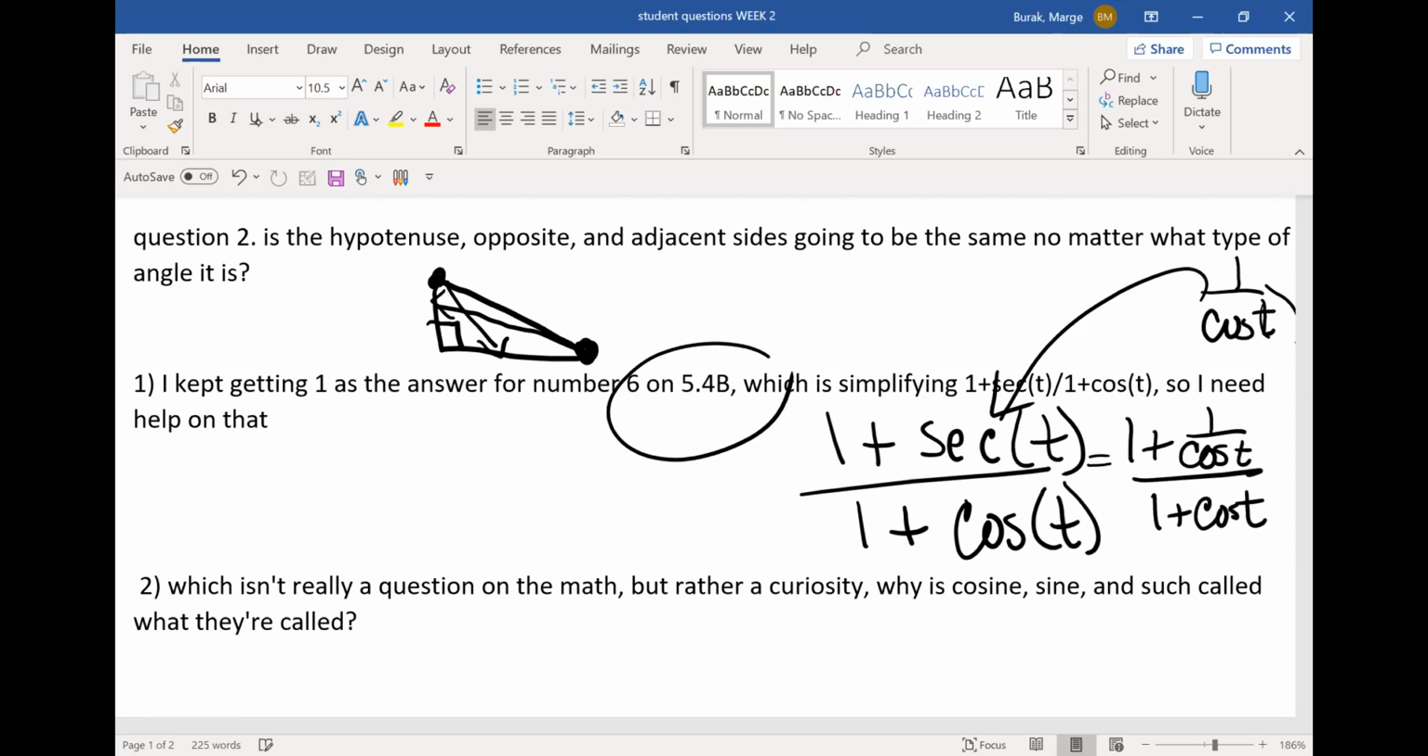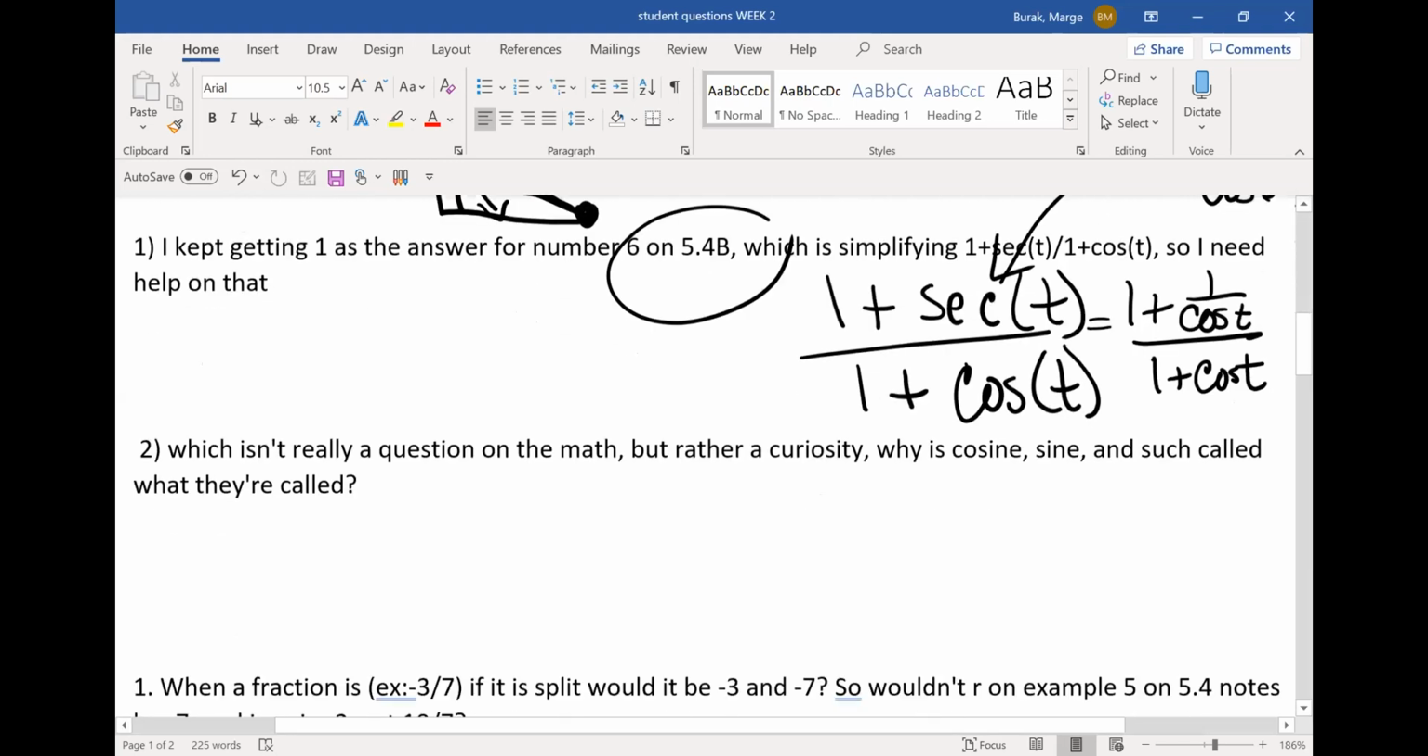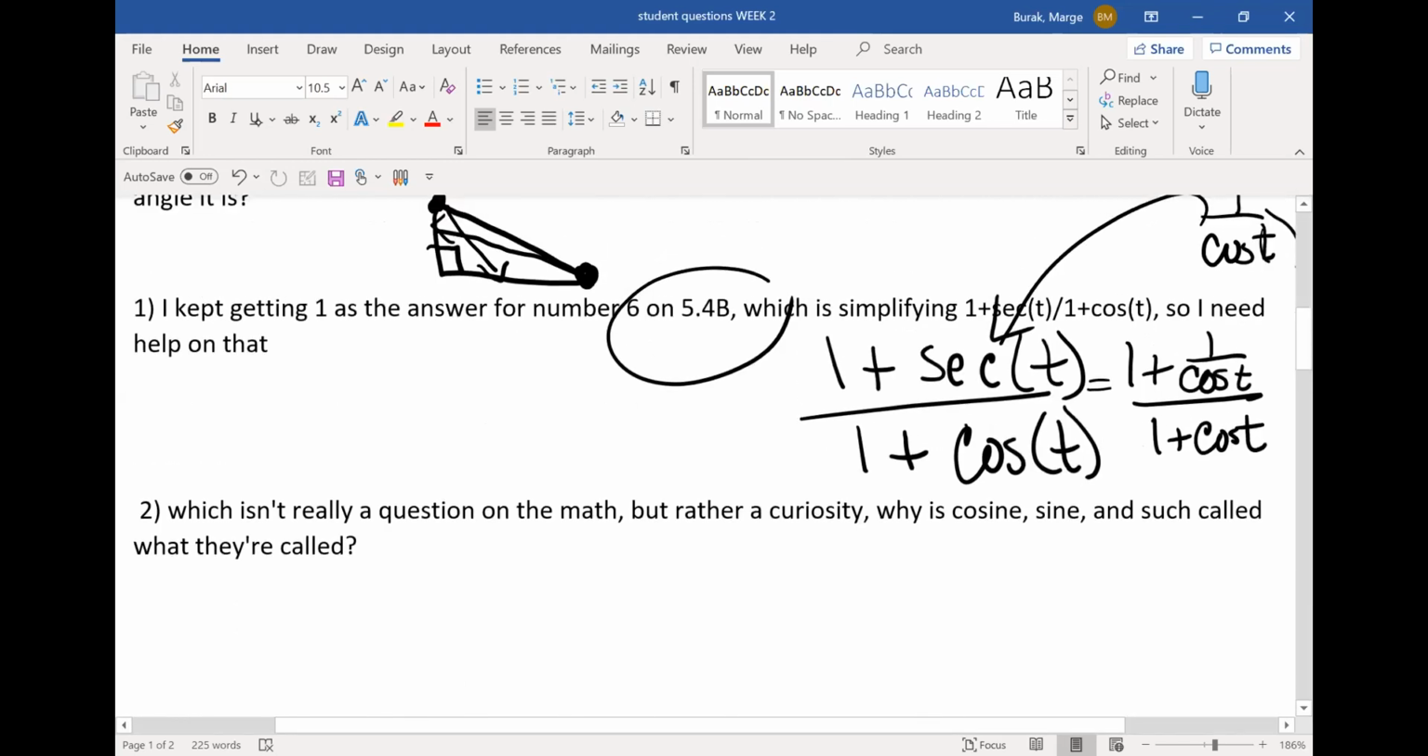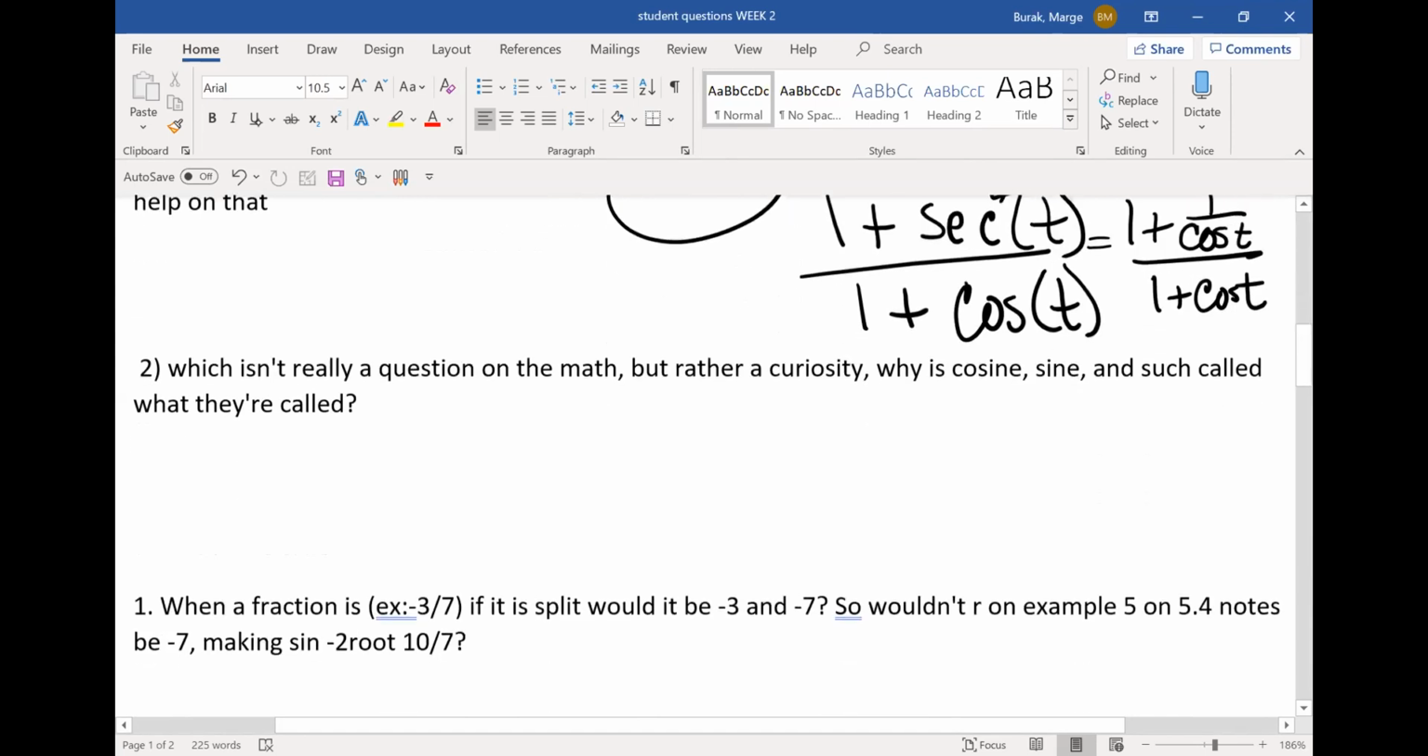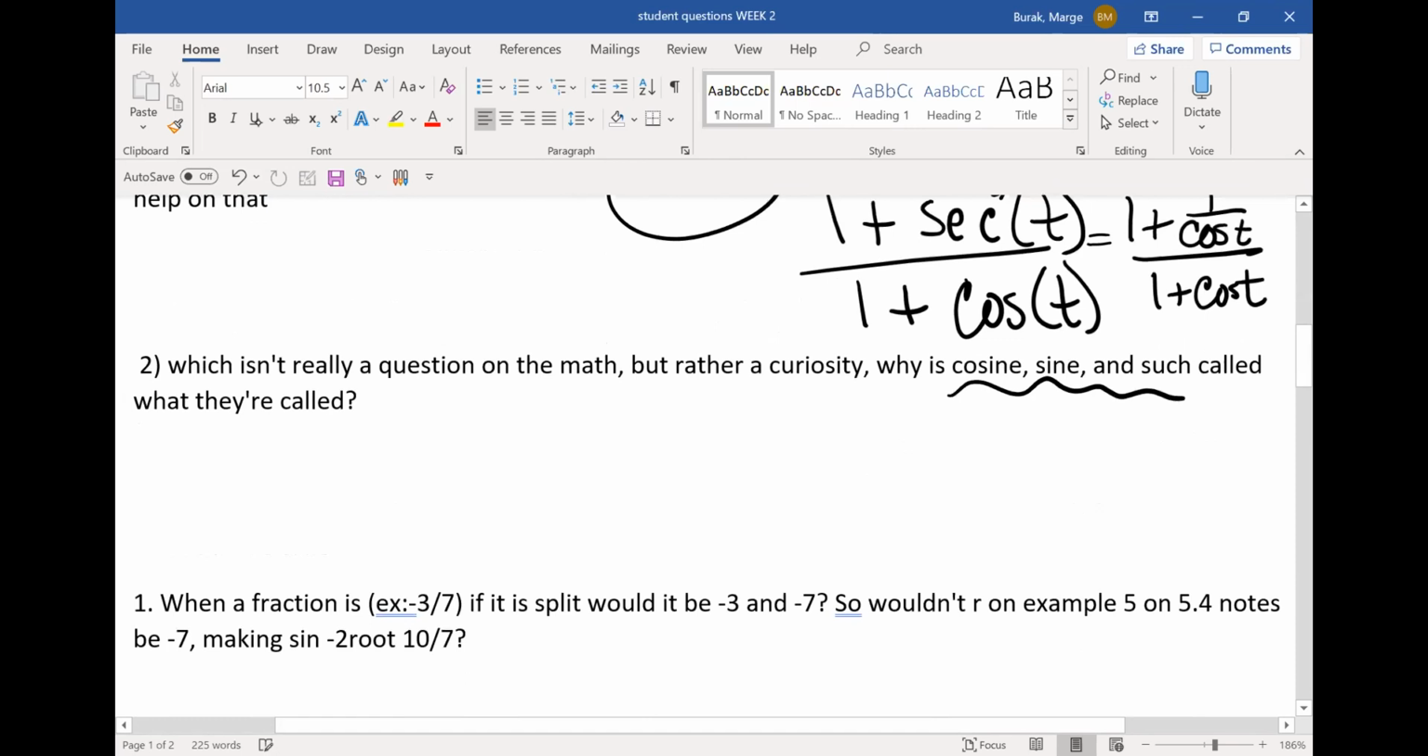And then you could get a common denominator in the top. I'm not going to do the rest of this for the sake of time. But this is the kind of question I'd like to get from you, which isn't really a question on the math, but rather a curiosity. Oh, why are cosine, sine, and such called what they're called?